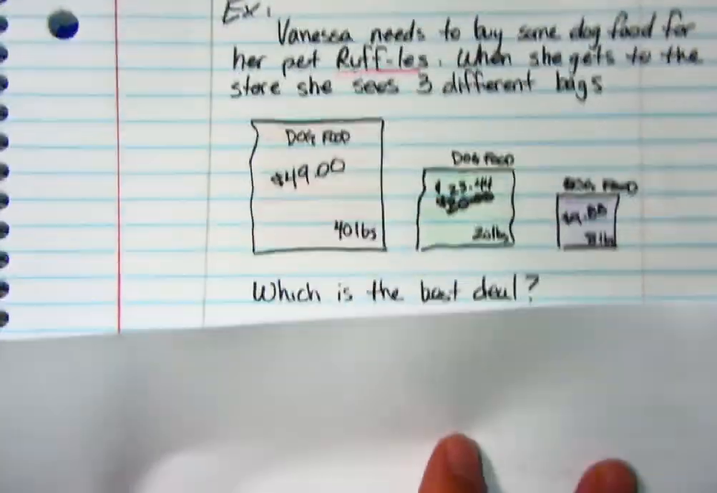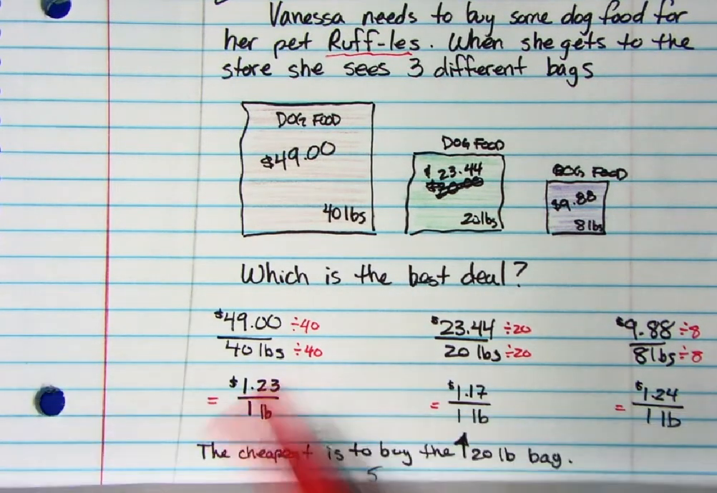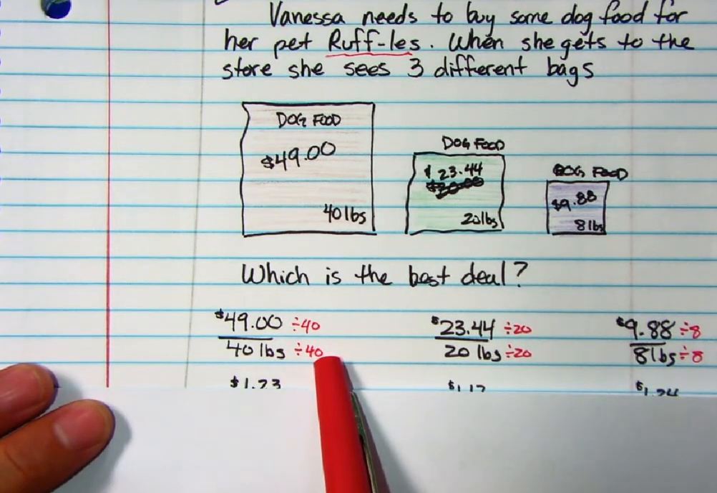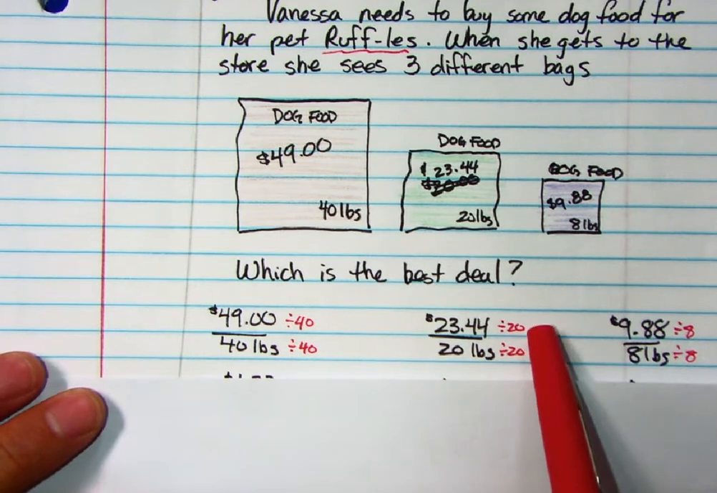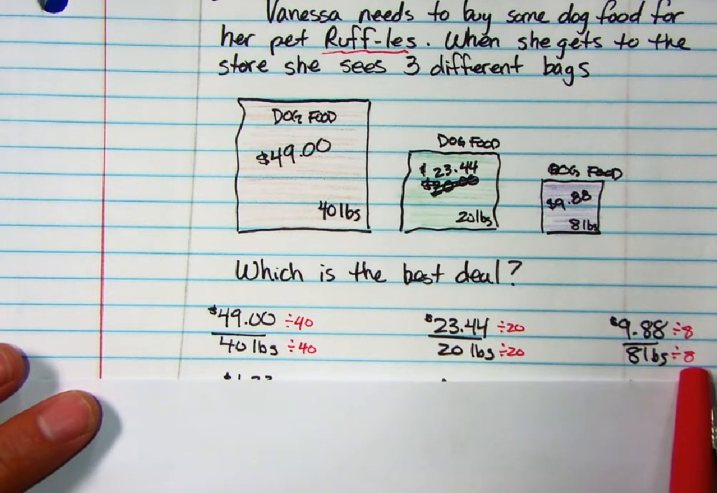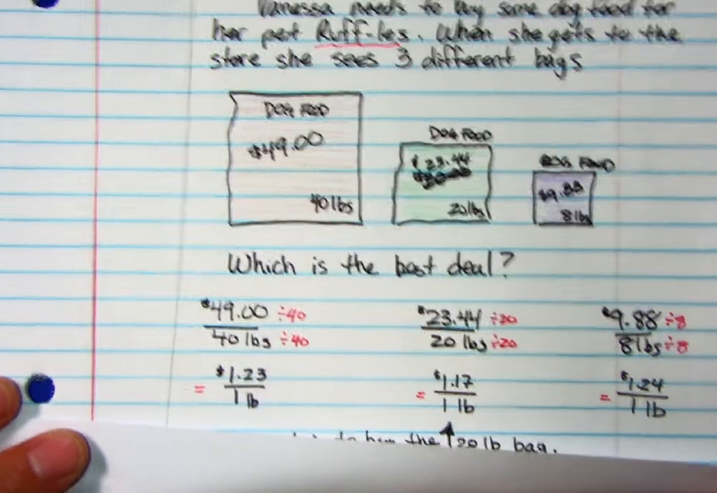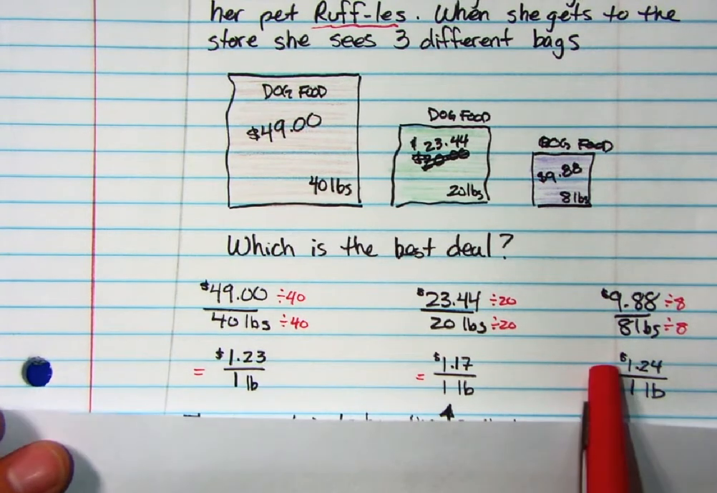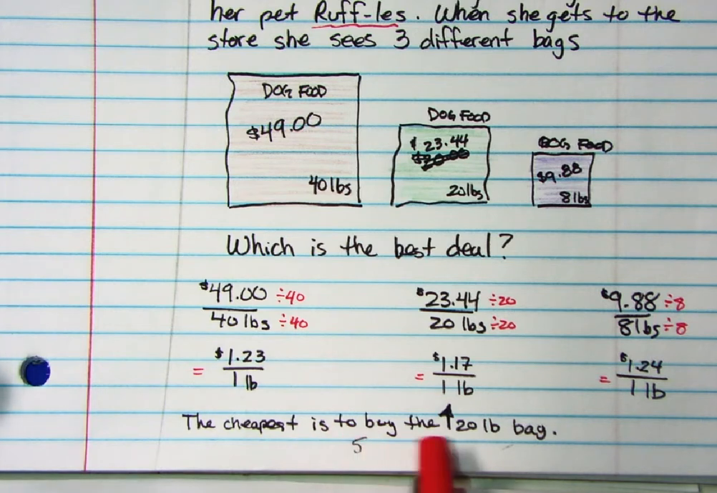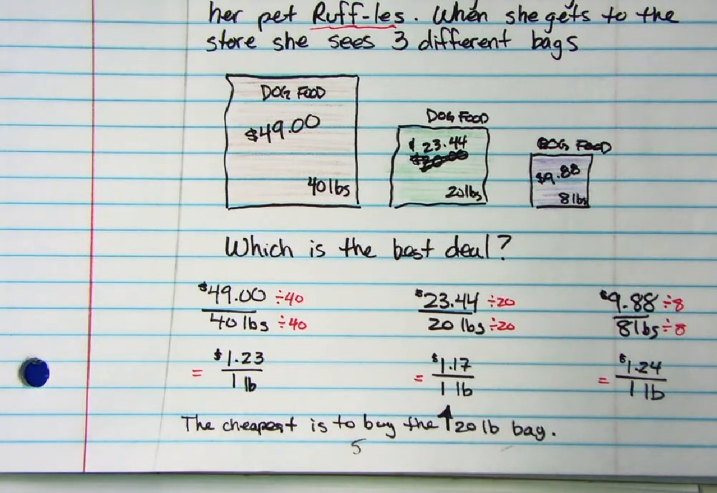So in order to compare these things, we can compare by having unit rates. So watch how I did this work. 49 over 40, well, I divide both by 40 to get it down to a unit rate of 1. 23.44 over 20 pounds, I divide by 20. And this last one, 9.88 over 8 pounds, I divide by 8. And these are the 3 unit rates I get: $1.23, $1.17, and $1.24. So therefore, the cheapest for Vanessa to buy would be the 20-pound bag, because that's actually going to be the best price per pound.